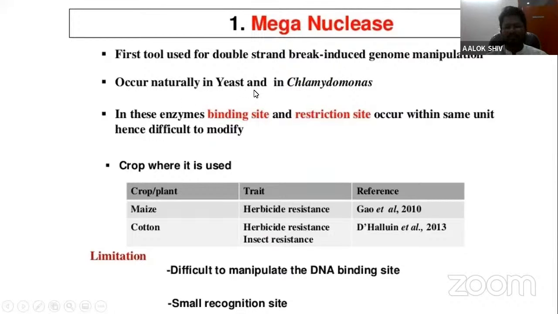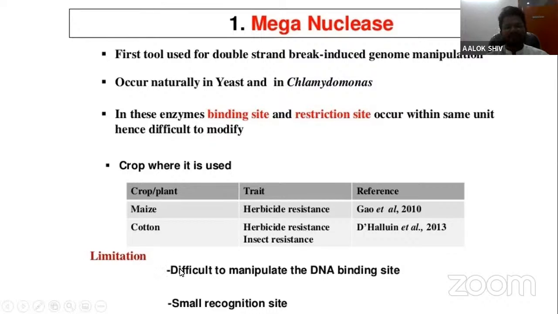and in Chlamydomonas. What happens in meganucleases is that the enzyme binding site and the restriction site occur in the same unit. Basically there are normally two different units, one which identifies by binding to that particular site, and the next one is the restriction site which cuts the particular site that we want to edit. But here the binding as well as the restriction site occur in the same unit.